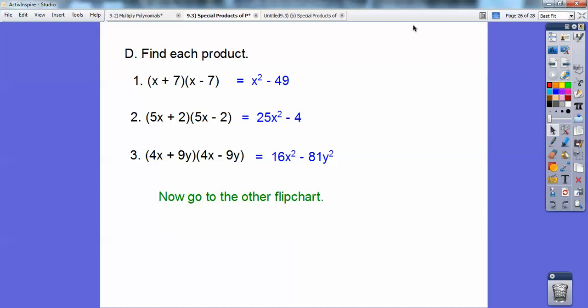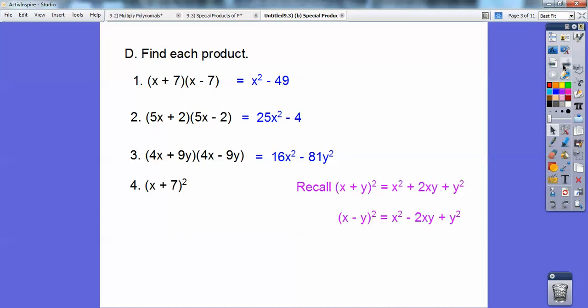Oops, now I have to go to my other flip chart because it was freezing on me, so I'll take that over here. So, x plus 7 squared. Now remember, that's the other one, you guys. Recall these formulas: x plus y squared is x squared plus twice the product of them plus y squared. So x squared goes in the front, 7 squared goes in the back, so 49. Multiply those as 7x and then double it, it's going to be 14x.